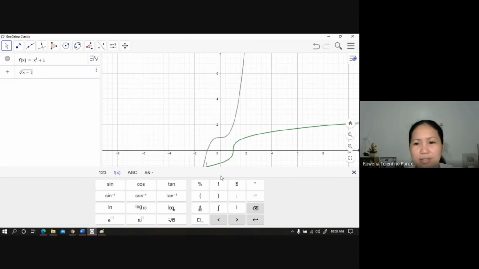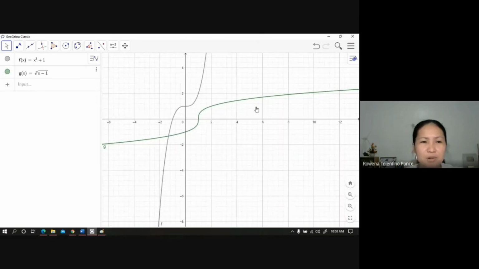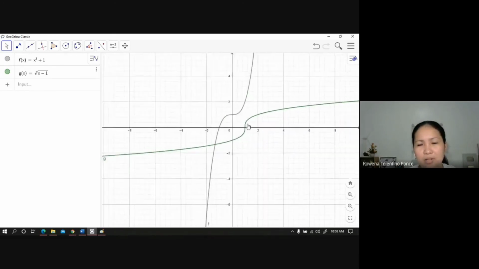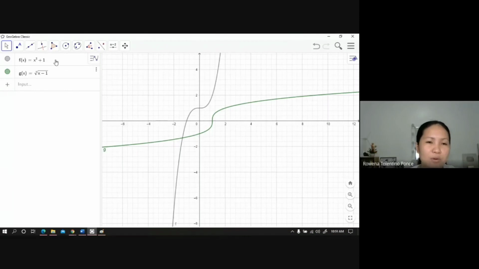Okay, so the blue one is the original function, which is x cubed plus 1. And the second one is the inverse function, which is the cube root of x minus 1, the inverse function of f of x. Kung mapapansin nyo, halos magkahawig sila na parang na-flip lang siya. So therefore, pag 1-to-1 yung ating original function, ibig sabihin, function yung kanyang inverse.